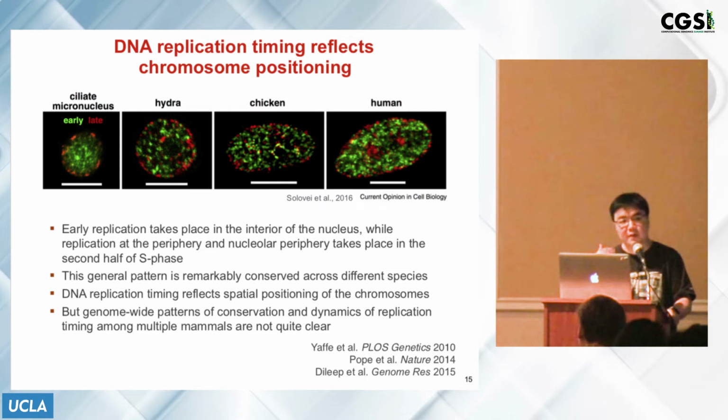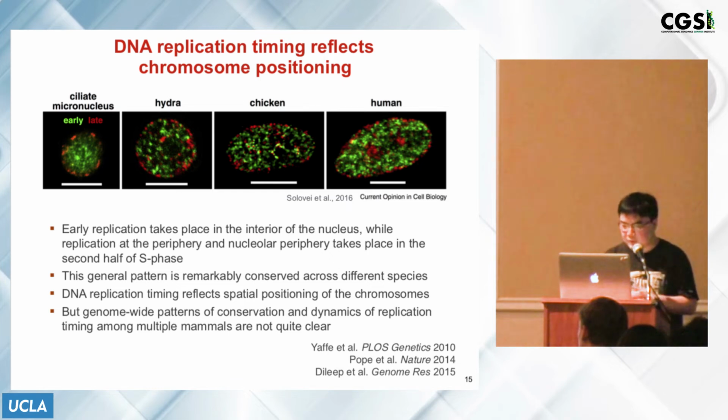So, DNA replication timing. In interphase, in the S phase, the DNA will replicate, and this is the relative temporal order of the DNA being replicated. Earlier work has shown that early replication takes place in the interior of the nucleus, mostly, and replication at the periphery, and also at a structure called the nucleolar periphery, takes place in the second half of the S phase. So they can be considered as late replicating. And this general pattern is very much conserved across different species.